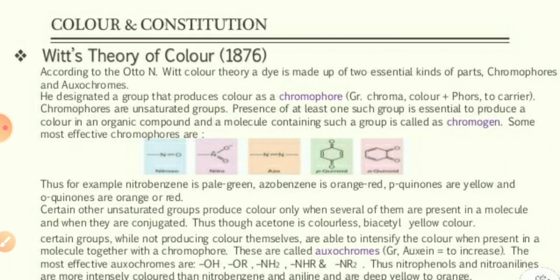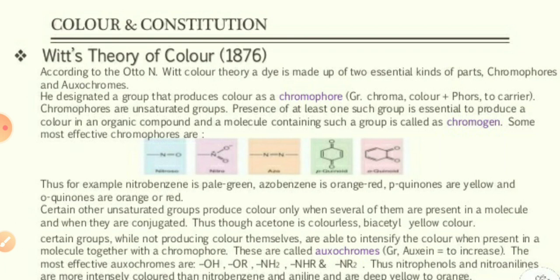For example, nitrobenzene is pale green, azobenzene is orange red, p-quinones are yellow, and o-quinones are orange or red. Compounds containing other unsaturated groups produce color only when several of them are present in a molecule and when they are conjugated. Thus, acetone is colorless, and biacetyl is yellow in color.